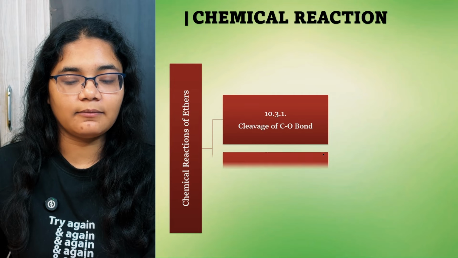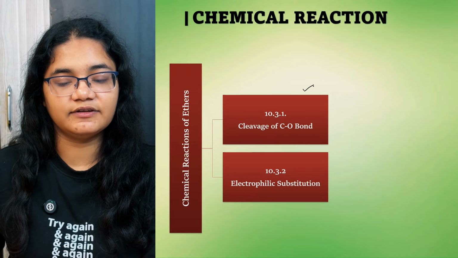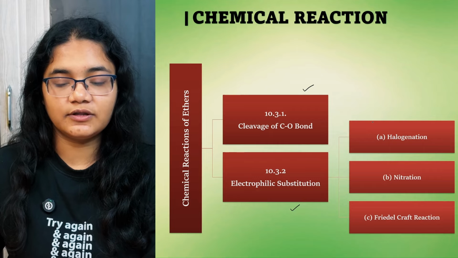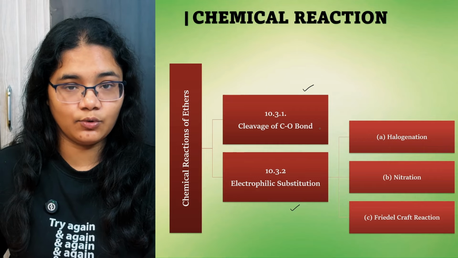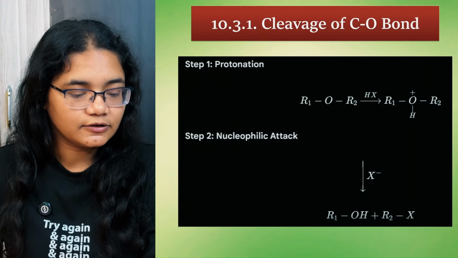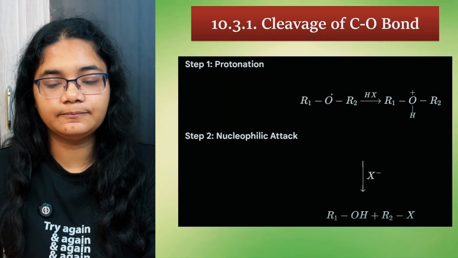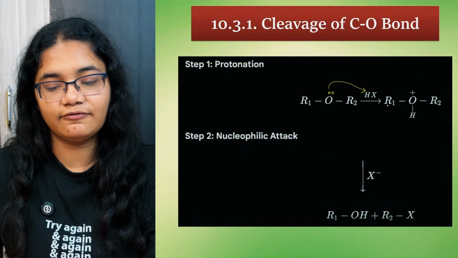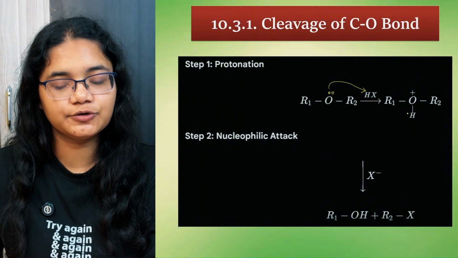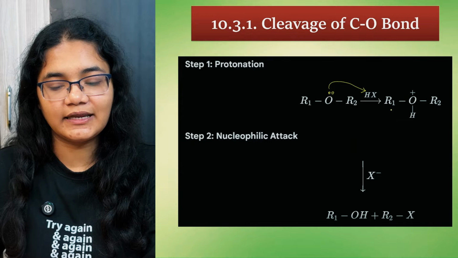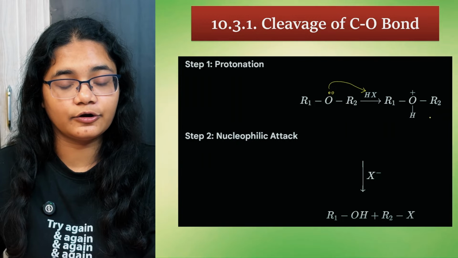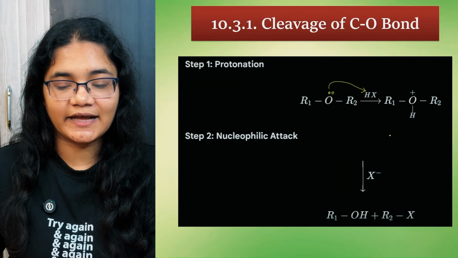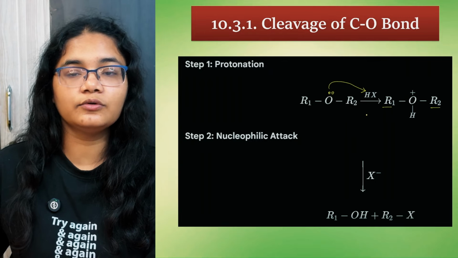Now we'll talk about the chemical reactions of ethers. One is the cleavage of C-O bond, another is the electrophilic substitution reaction. So the first one, cleavage of C-O bond, here it is important that when you have R1 and R2, the lone pair of electrons acts on the hydrogen and they form a product like this, O plus H, and after that the X minus can either attack on R1 or on R2 and can give you R1OH plus R2X.